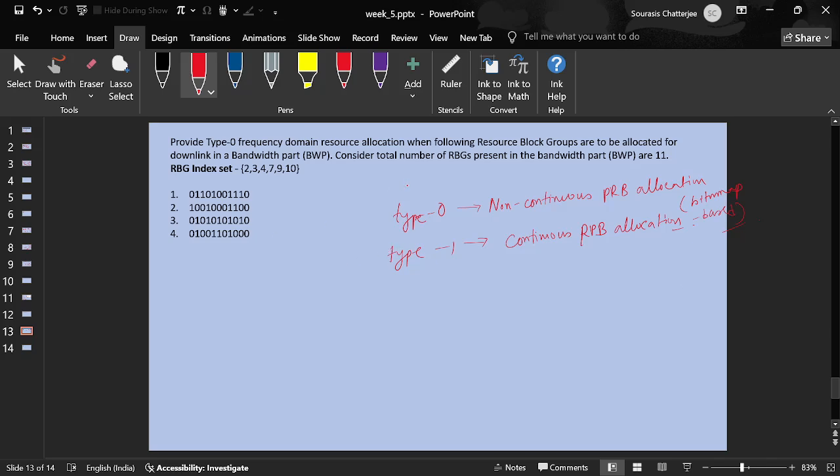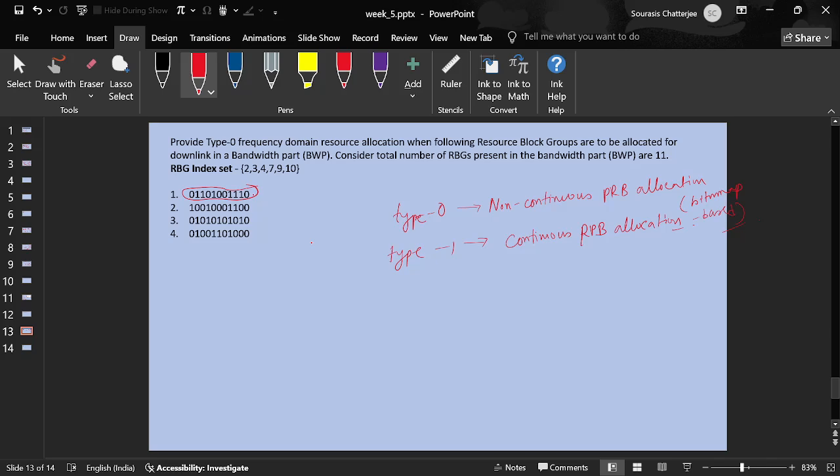So with the RBG index which are given over there, the corresponding bit should be 1 in the answer, starting from MSB, the most significant bit. Can the first answer be wrong or is it correct? The fourth bit is wrong here. 2, 3, 4 means triple one. Yes, it's wrong.